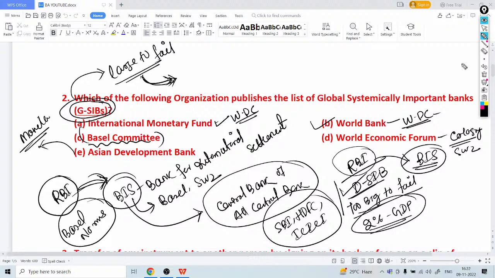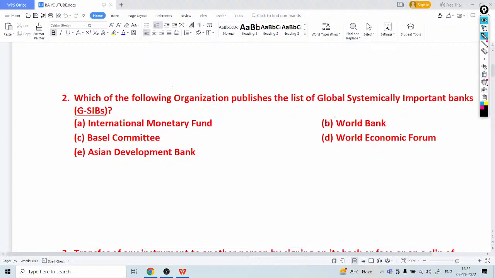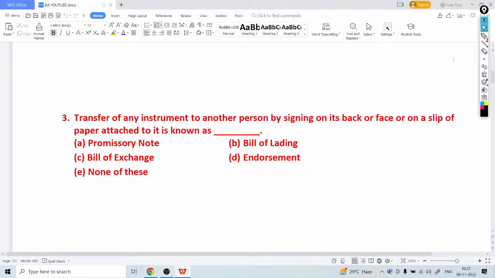Okay, let's go to the next question. A person signing its tag or face on the slip or paper attached to it is known as, it is basically used in cheques, that is called endorsement. When one party transfers a document like bills of exchange or cheque to another party, it has to sign on the back that I am transferring this financial instrument to somebody else. That is called endorsement.